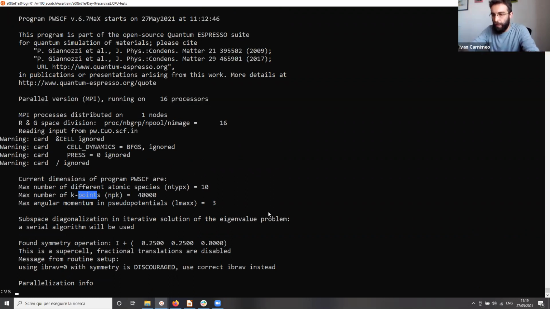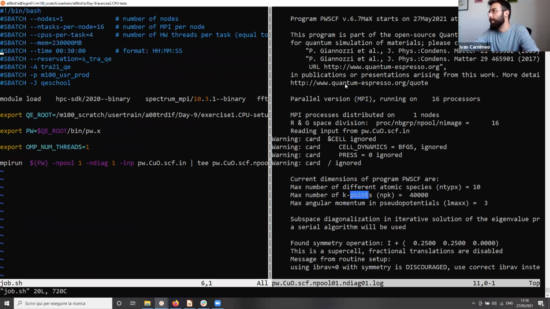And if you look again in the job script, here we asked for 16 tasks per node, and here we find 16 processors. So it means that we are running with 16 MPI processes. And here it is telling us that MPI processes are distributed on one node, and we asked for one node here. So in the output file, you can find a recap of your hardware configuration.